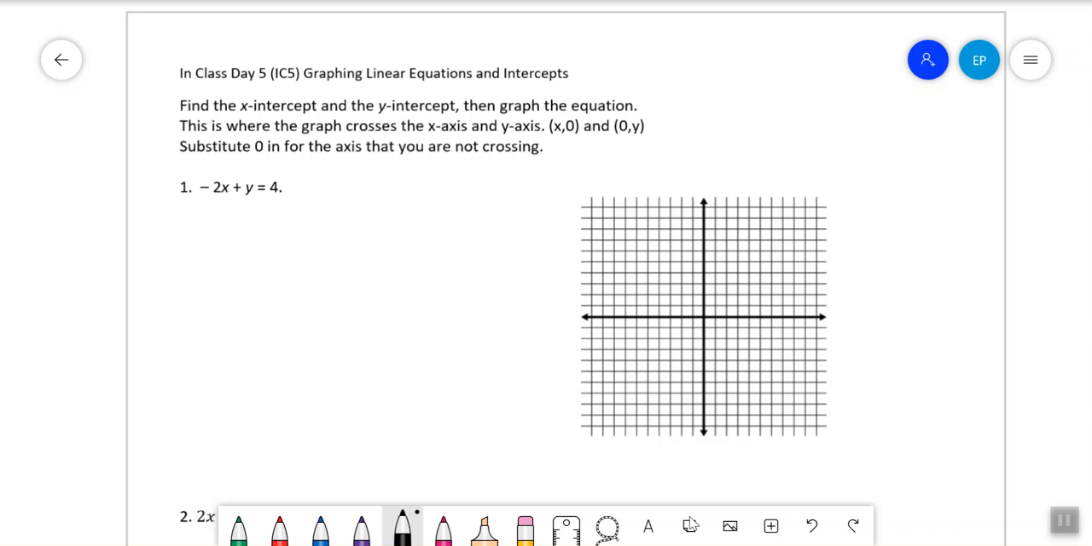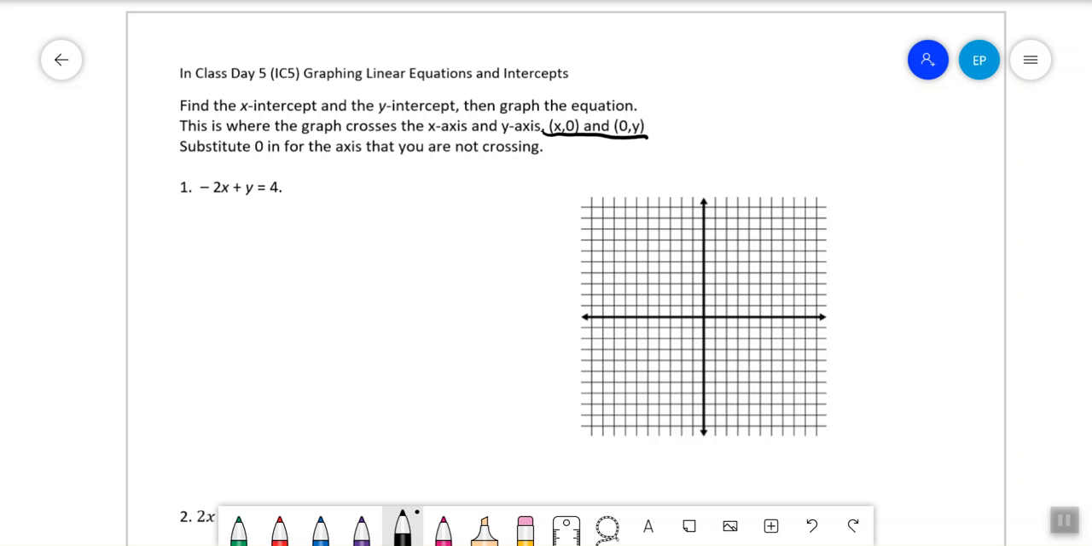Okay, this video is for graphing and solving XY intercepts. Find the x and y intercept, then graph the equation. This is where the graph crosses the x-axis and y-axis. The x-intercept is the x-axis point, and the y-intercept is the y-axis point. The points are x comma 0 and 0 comma y.